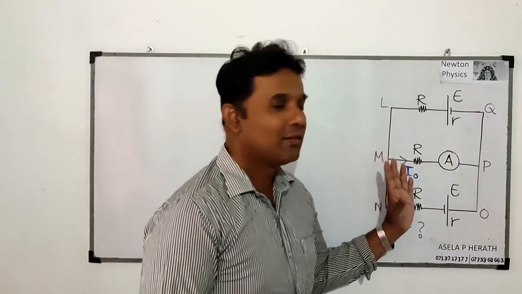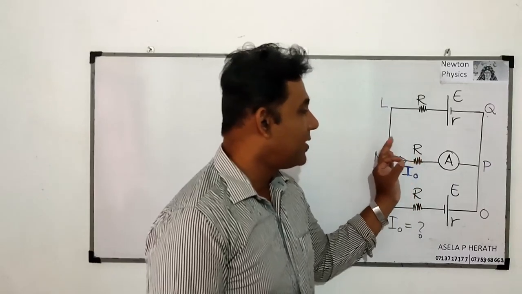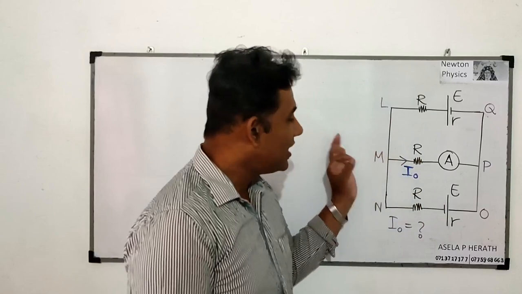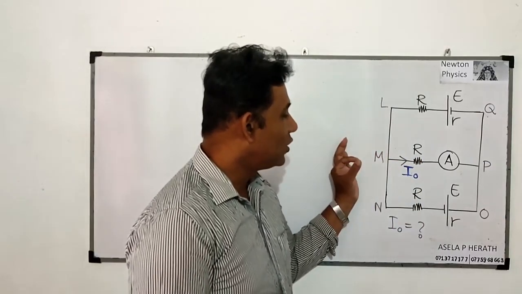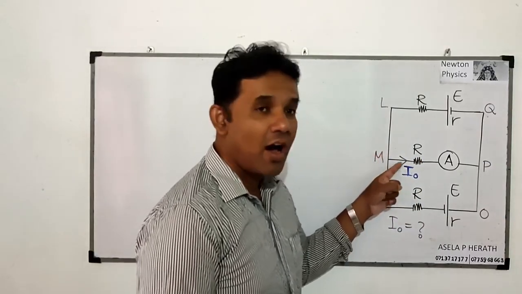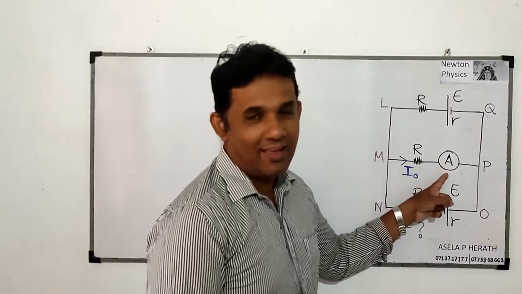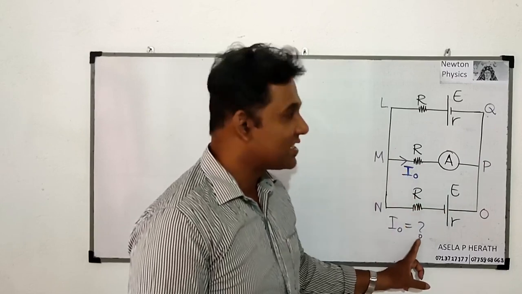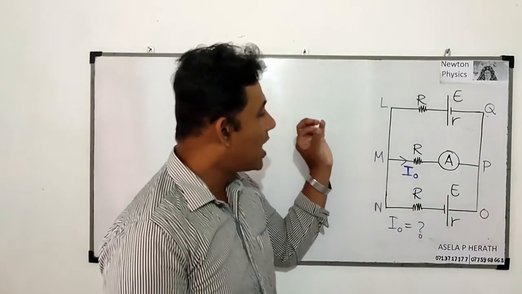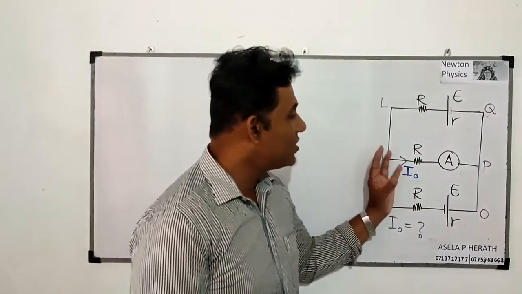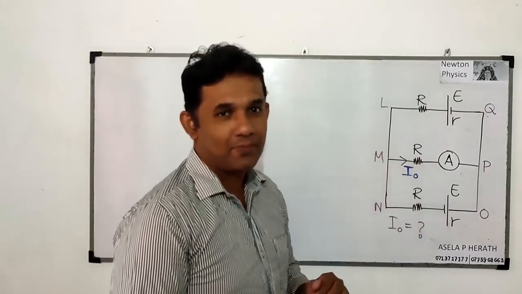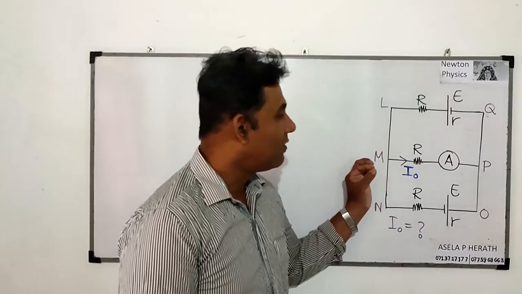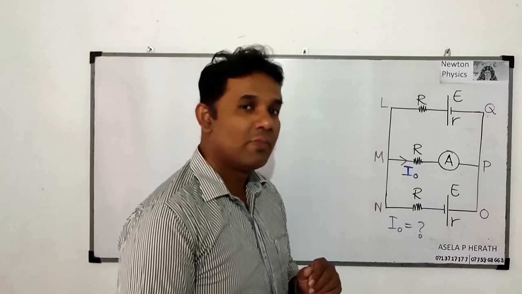Now think that this ammeter is an ideal ammeter. That means its internal resistance is negligible. Now think that you have to find the current given by the ammeter. That means you have to find I0. This is the question for you. Now think what will be the current across this ammeter. You can take the answer in 5 seconds. Do you believe it?